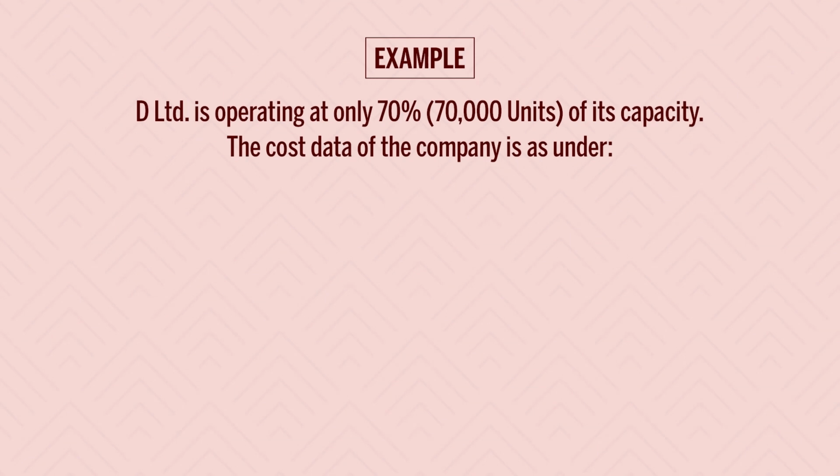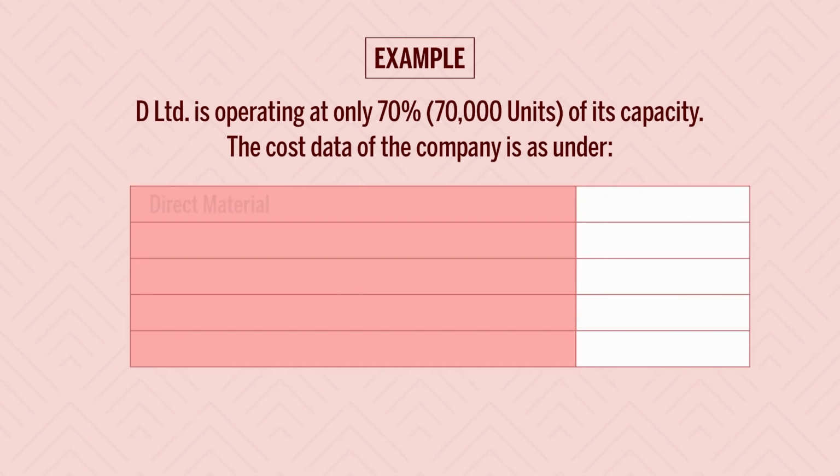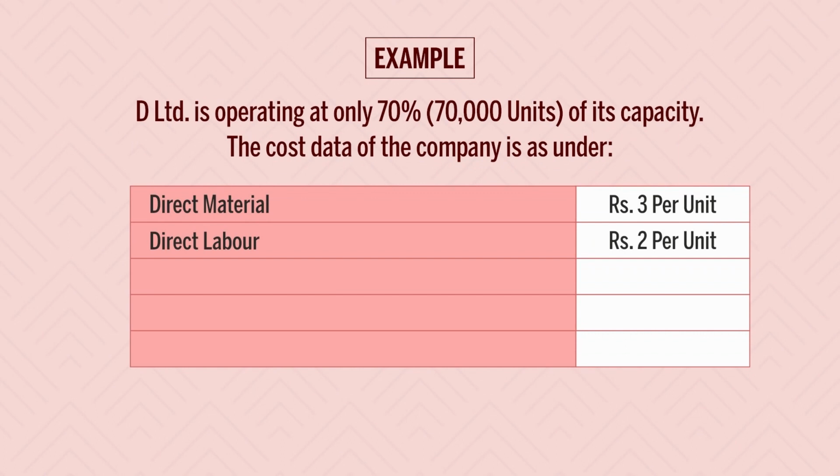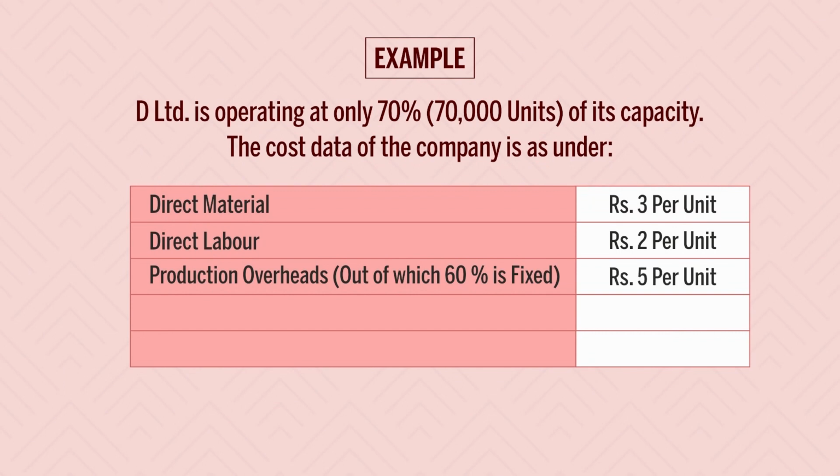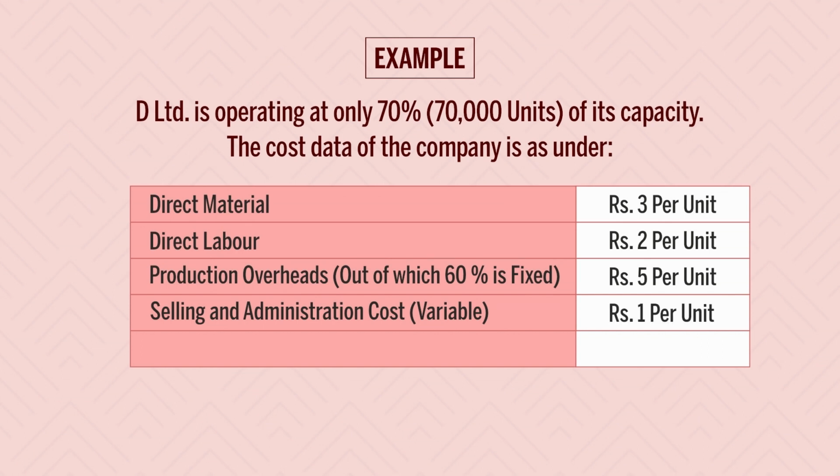The cost data of the company is given to us. Direct material is rupees 3 per unit, direct labor is rupees 2 per unit, production overheads, out of which 60% is fixed. We are having rupees 5 per unit as total production overheads. So, 60% of this means rupees 3 is fixed production overheads and rupees 2 is variable production overheads. Selling and administrative cost is rupees 1 per unit and it is totally variable.